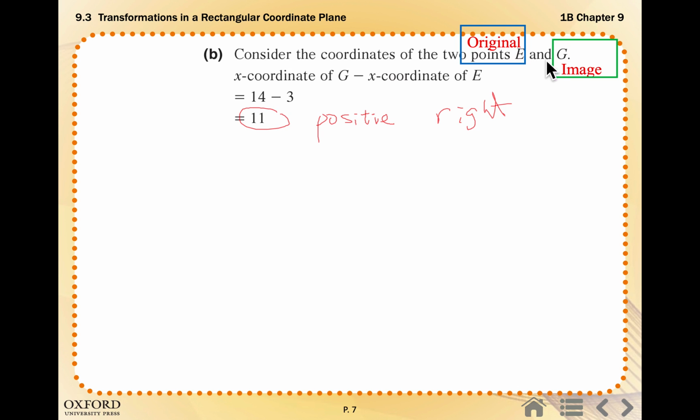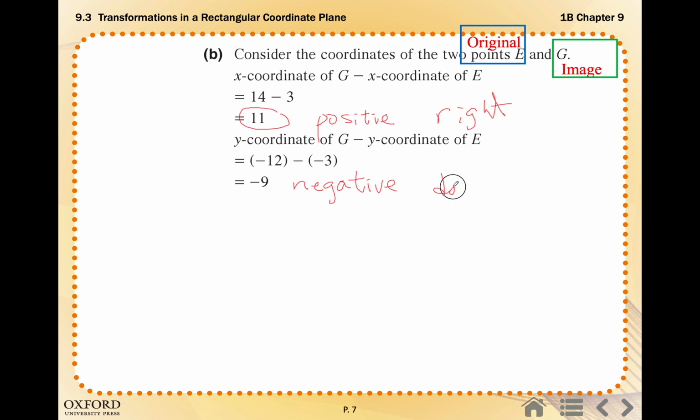And then try to find the difference of their y coordinates. Let's check the difference of their y coordinates. Then you get a negative answer, because the difference of their y coordinates is negative. So it is going down. The translation is going down, that means downward. Then how do we describe the translation from point E to point G?